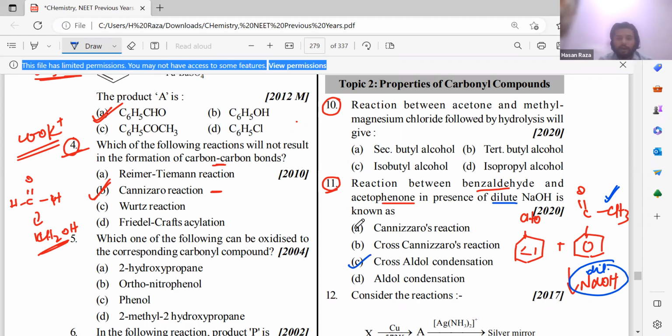Condensation. First of all, Cannizzaro reaction: there is no alpha hydrogen and it is treated with concentrated base. If there is no alpha hydrogen, treated with concentrated base, and different molecules, that is cross Cannizzaro. Cross aldol: treated with dilute NaOH, same molecule; treated with dilute NaOH and different molecules. So the answer here will be the cross aldol condensation. Is that clear?